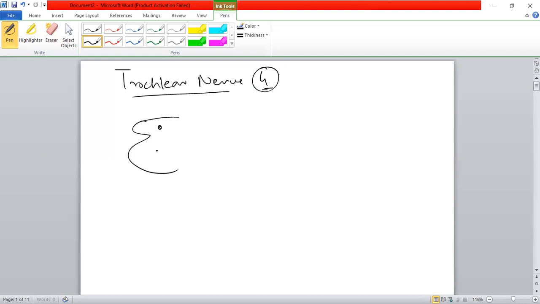Okay, this is the cerebral aqueduct. So it will come out here and it will decussate. Okay. And then it will pass.